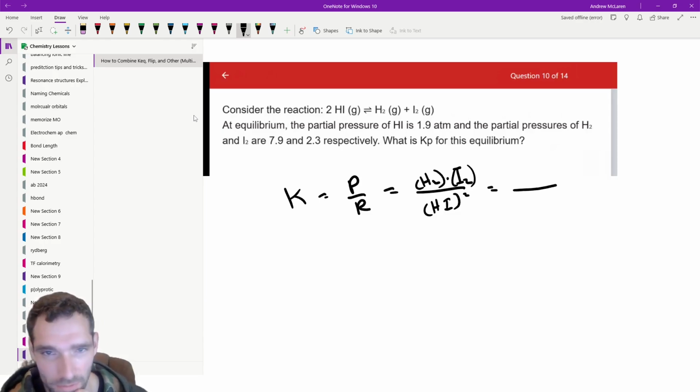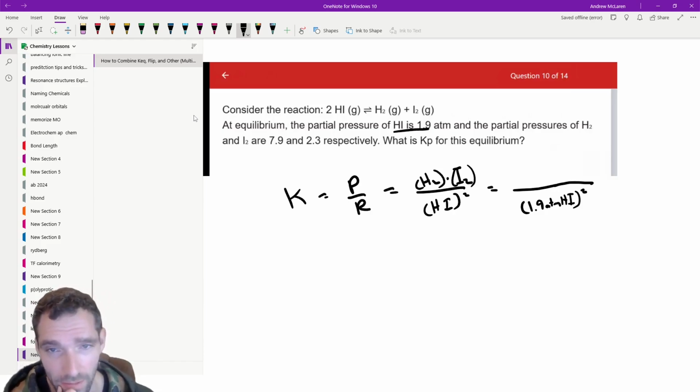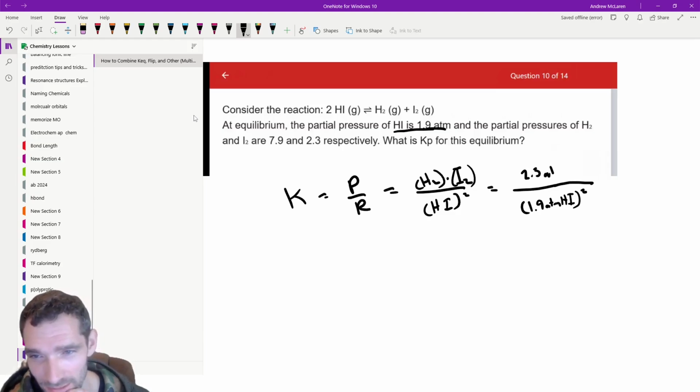And they've given us partial pressures at equilibrium, so we need to just multiply that out. 1.9 atmospheres of the HI. And I would write out the substance and units here just to make sure that you're putting them in the right spot, because that's pretty easy to mess up. We've got that guy written in there. And then we've got the H2 and the I2. Luckily, these numbers don't really matter where you do them because they are the same coefficient for both.